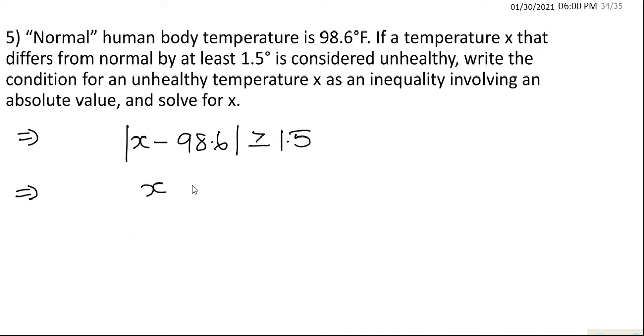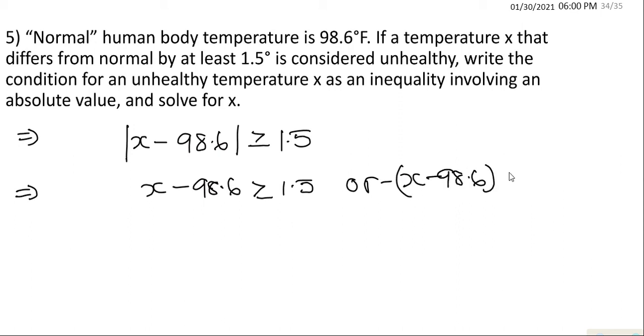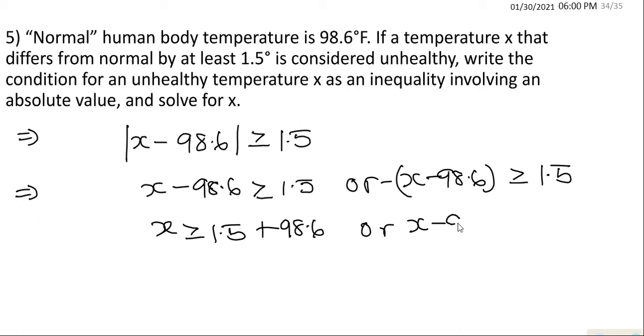So this can be interpreted now, guys, as x - 98.6 ≥ 1.5, or -(x - 98.6) ≥ 1.5. And solving for x, we have x ≥ 1.5 + 98.6, or x - 98.6 ≤ -1.5. Okay, dividing both sides by minus and changing the sign, we have this.